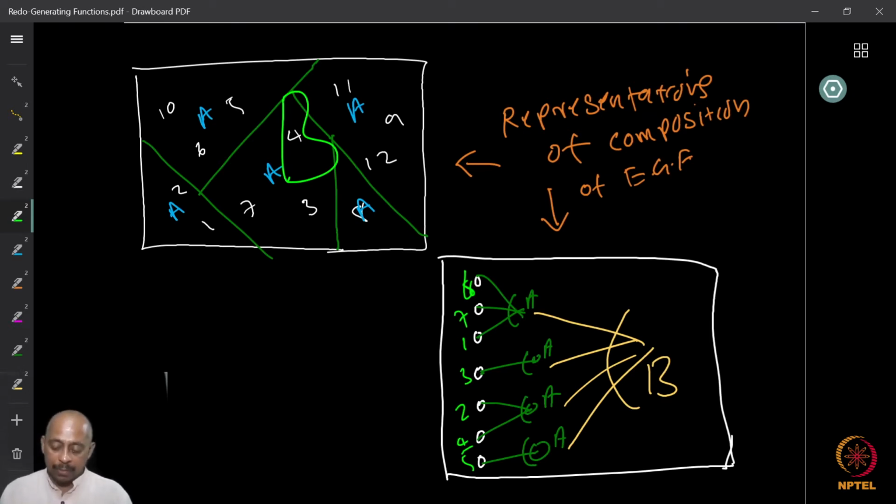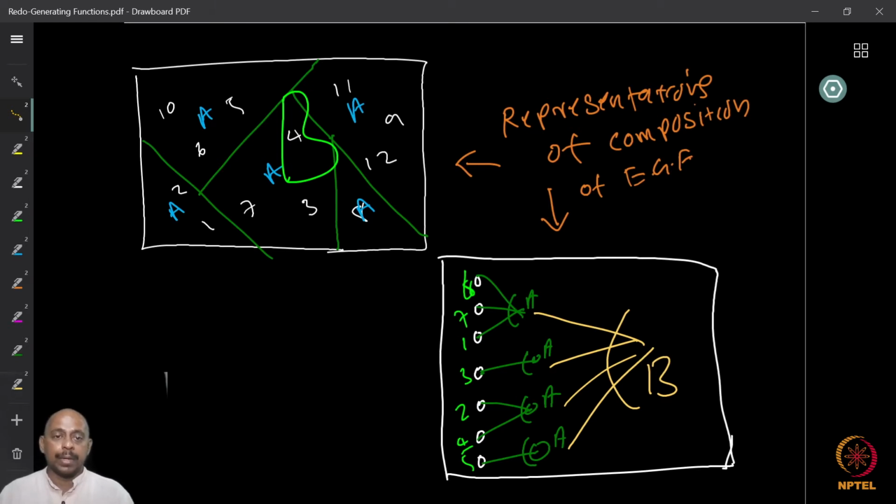Now on each of these blocks, I put an A-type structure. This represents that I'm making an A-type structure using all these elements. That is the meaning of this representation. Once we have this, we take each of these A structures and, considering them as elements, I make a B-type structure on the set of all A structures that we have. So this is what we mean by the composition in the exponential generating function.